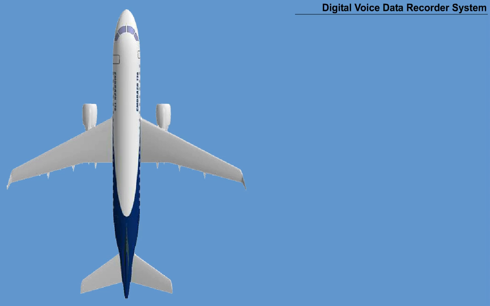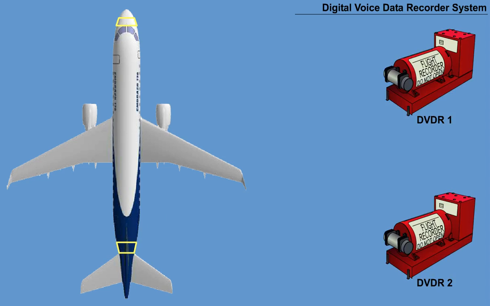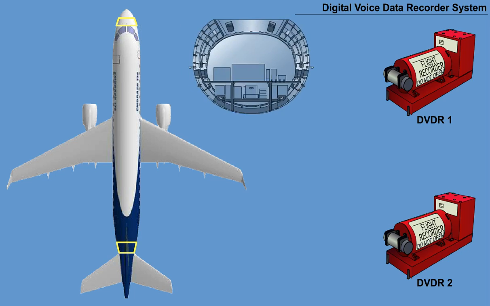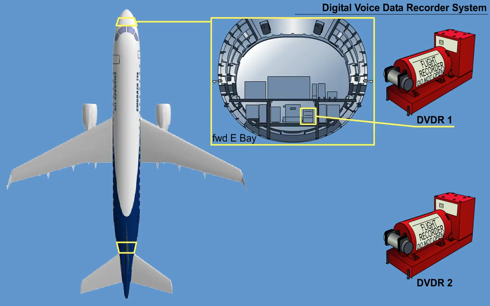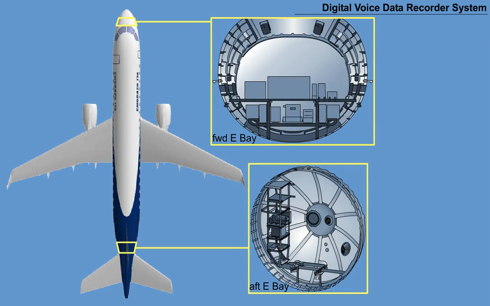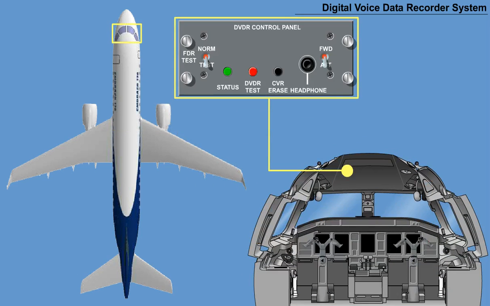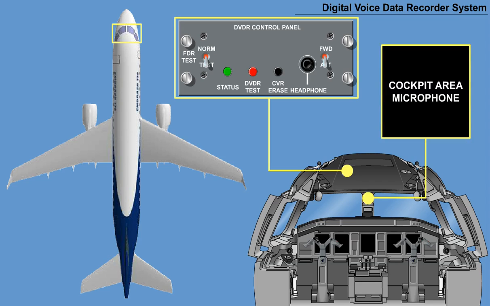The Digital Voice Data Recorder system has the following components: 2 identical digital voice data recorder units. DVDR1 is installed in the forward E-bay. DVDR2 is installed in the aft E-bay. 2 impact switches, one each mounted into its respective digital voice data recorder. 1 triaxial accelerometer, installed in the left-hand side wing stub area. 1 DVDR control panel, located in the cockpit on the overhead panel. 1 cockpit area microphone, mounted on the frame between both windshields.